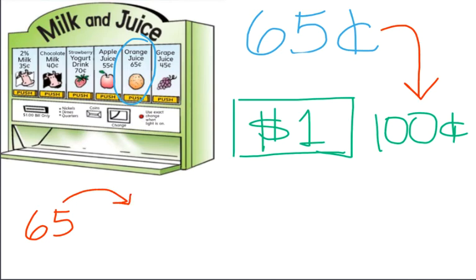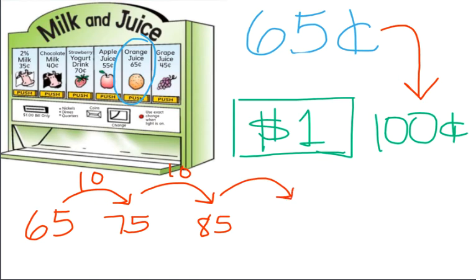65, 75, we have a 10, 75 to 85, we have a 10, 85 to 95, we have a 10. Should I go any further? No, I shouldn't go any further because 95 is very close to 100. And if I went another 10, I would go over 100.